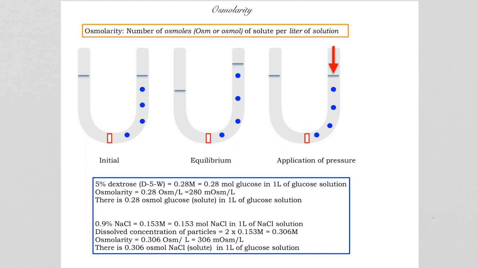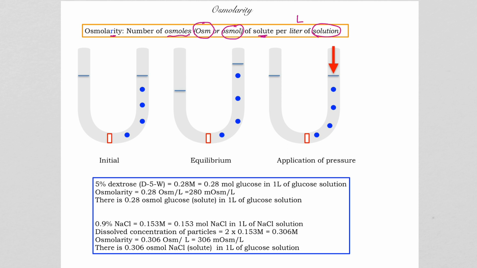But as a healthcare professional, you should be able to calculate certain other things, such as osmolarity. So let's look at osmolarity. What is osmolarity? It's the number of osmoles, whose units are OSM or osmol, of solute per liter of solution. We'll keep this in mind when we talk about the next concept of osmolality.